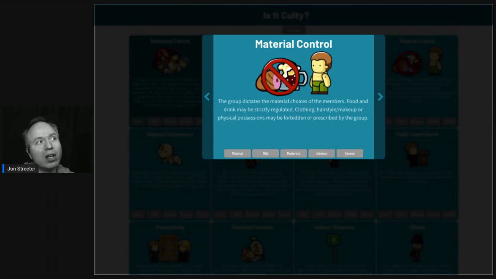All right. Material control. The group dictates the material choices of the members. Food and drink may be strictly regulated. Clothing, hairstyle, makeup, or physical possessions may be forbidden or prescribed by the group. Now, community theater is a little bit interesting because they give you certain clothes that you have to wear in the production, but we're more talking about how it affects your life as a totality.